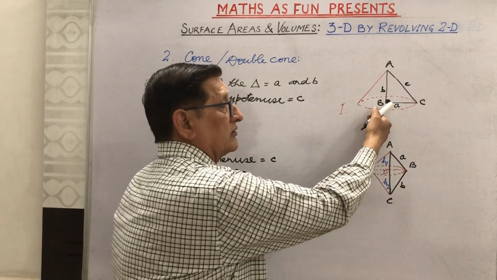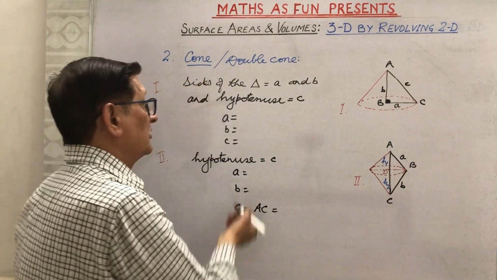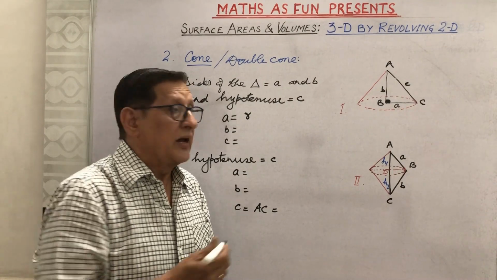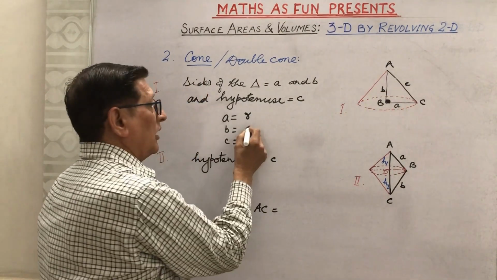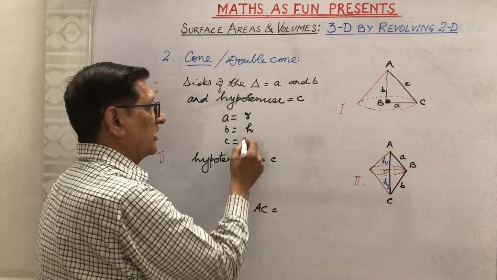Here we find that this side A will be equal to the radius of it, and B will be equal to the height of the cone. C will be the slant height.